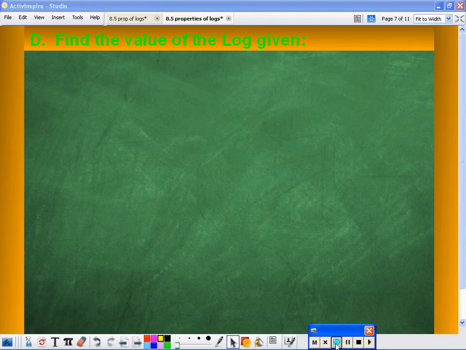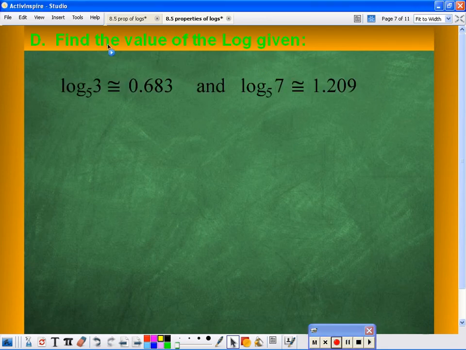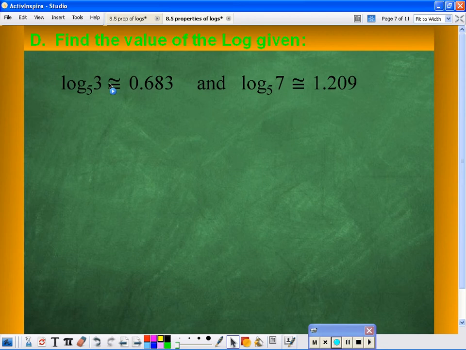Okay, now if I give you some values for logs, like log base 5 of 3, and that should be approximately, is what I really want here. So just change that congruency, you remember that from geometry, to approximately. So log base 5 of 3 is approximately 0.683, and log base 5 of 7 is approximately 1.209.